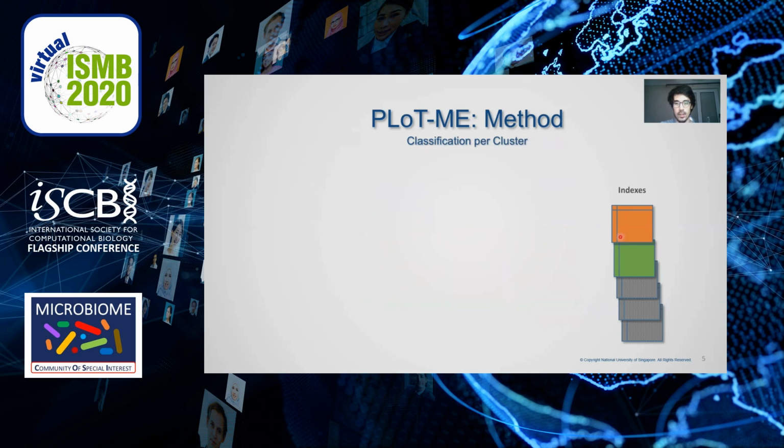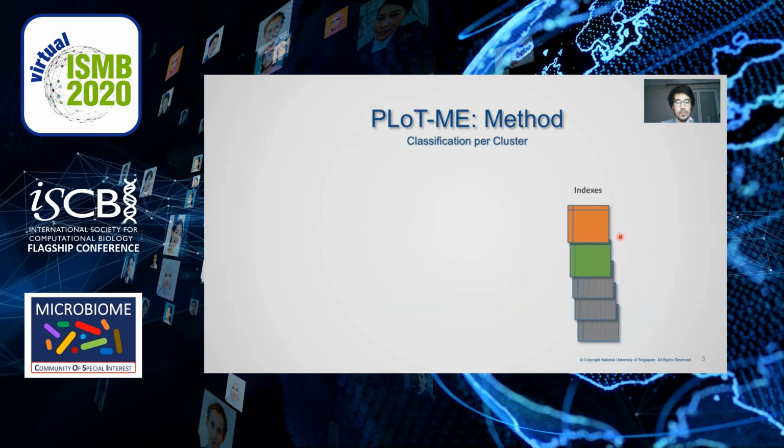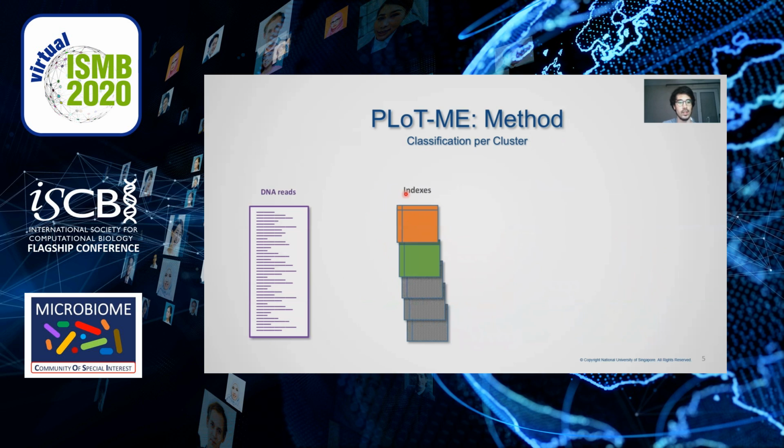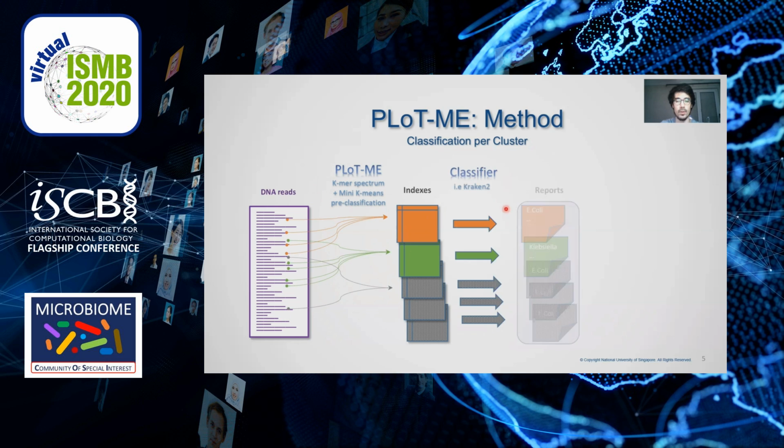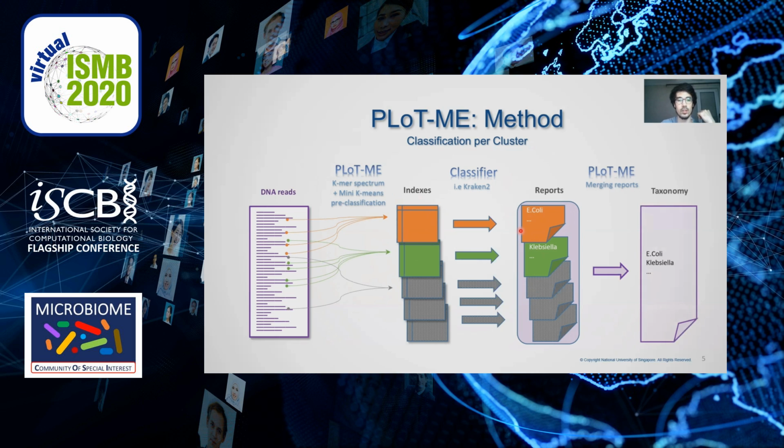Now that this preprocessing step is done, we can do the classification. When we have a set of DNA reads, we do the same approach. We compute the k-mer spectrum, and then we pre-classify those reads into the right index. Then the classification happens with a subset of the database, with just one index at a time, and we have the reports that we just need to merge. So in this way, we only load a part of it, with smaller memory requirements.